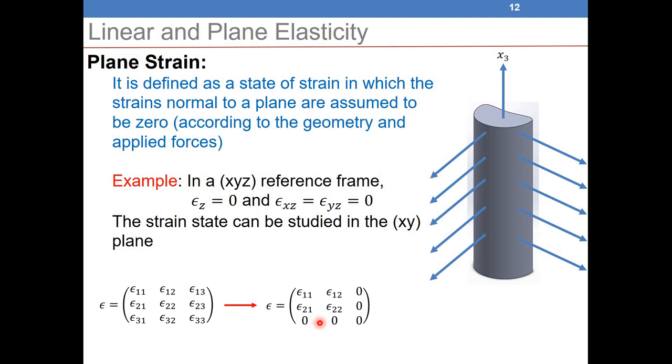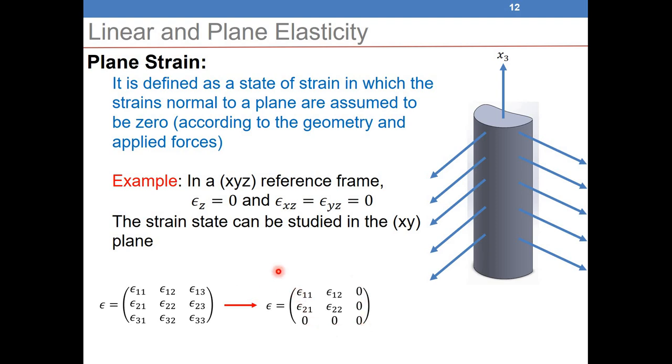So as you can see here, all the z components of the strain, so the epsilon z and the shear strains, are equal to 0. So instead of having the 6 unknowns, I will have only 3 unknowns. So only 2 normal strains and 1 shear strain. So as you can see here, I have a 3D strain state, and here I will have a 2D strain state.